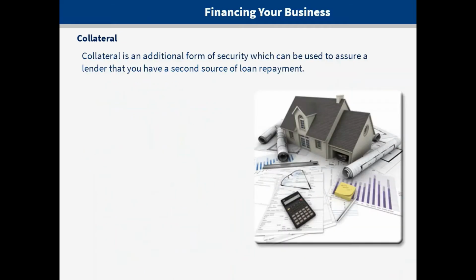Beyond credit history, another important thing that lenders consider while deciding whether to offer your business a loan is the amount of collateral that you have. Collateral is an additional form of security which can be used to assure a lender that you have a second source of loan repayment. Assets such as equipment, buildings, accounts receivable, and inventory are considered possible sources of repayment if they can be sold by the bank for cash. Collateral can consist of assets that are usable in the business as well as personal assets that remain outside the business. You assume that all assets financed with borrowed funds will be used as collateral for the loan.